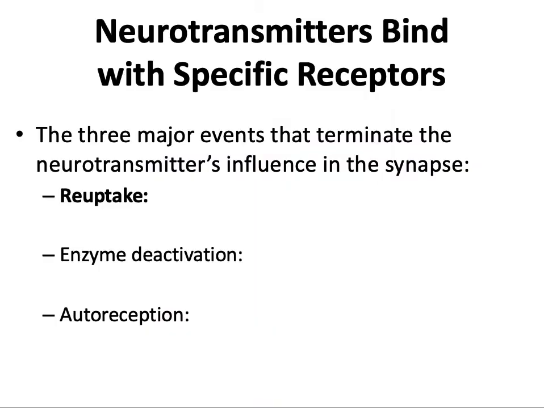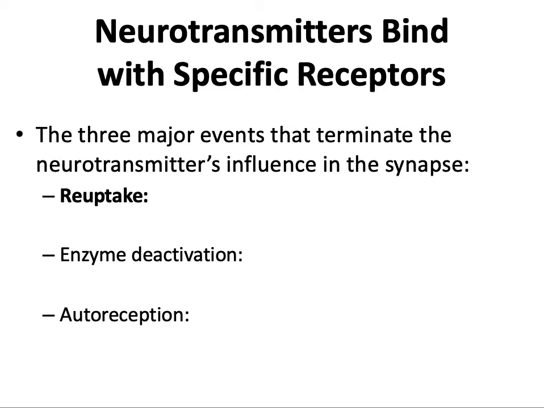Neurotransmitters bind with specific receptors. Neurotransmitters stimulate specific receptors and block new signals until terminated. The three major events that terminate the neurotransmitter's influence in the synapse, as I was just discussing, are reuptake, enzyme deactivation, and autoreception.